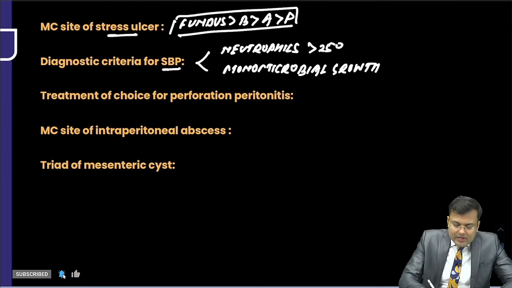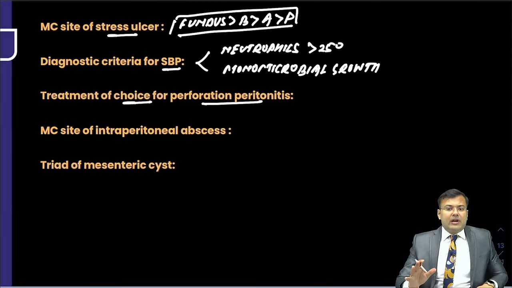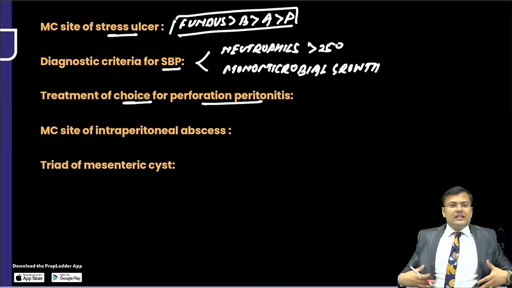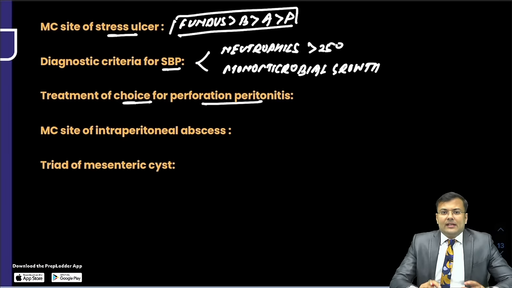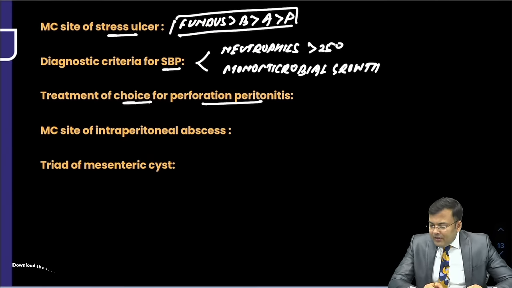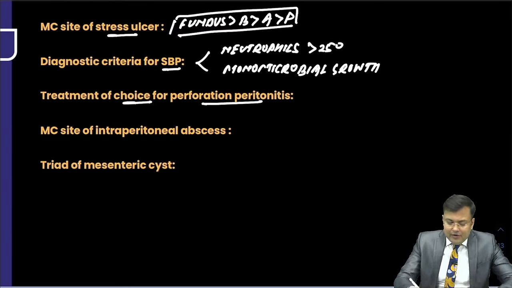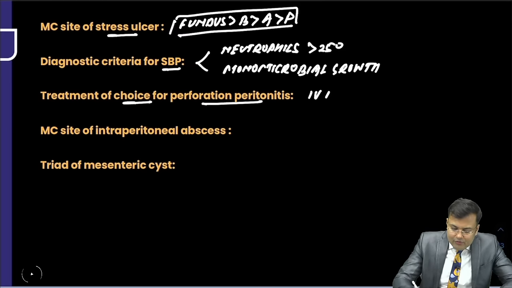Clear? Next, what is the treatment of choice for perforation peritonitis? You have seen the question. There is gas under the right dome of diaphragm. If there is perforation, we have to resuscitate the patient. After resuscitating, we have to take the patient for laparotomy. Very good. So first, we have to resuscitate the patient, IV fluids, followed by exploratory laparotomy.